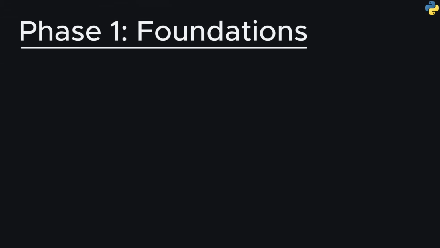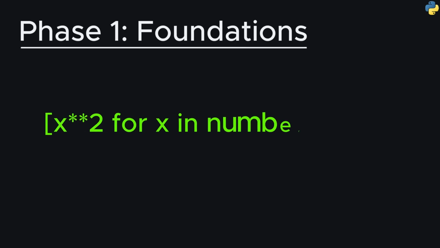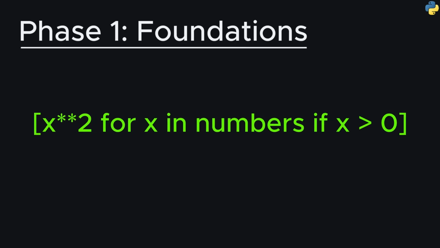Let's start with Phase 1. Foundations. The standard list comprehension syntax follows a specific grammar: expression for item in iterable. It creates a new list by applying an expression to each item in an existing iterable. But the real power comes when we add conditional filtering. By placing an if statement at the end, we filter items before the expression runs.